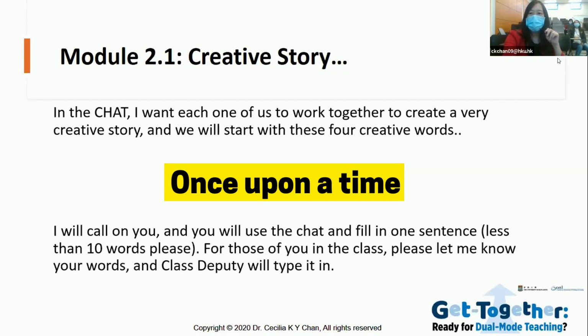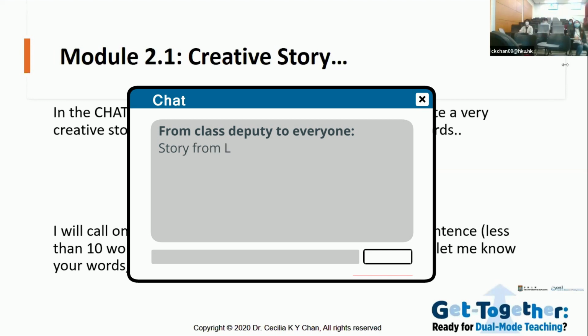So I'm going to demonstrate this by asking one of the students in the class to begin. So Lafina, what is your sentences? So Lafina, what are your words? What? Okay, her words was, there was a farm. So, and our class deputy is going to type those words in.